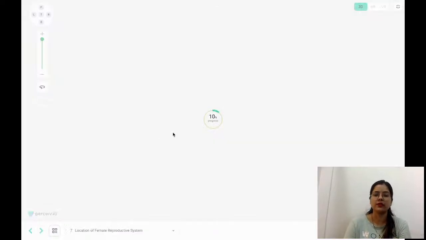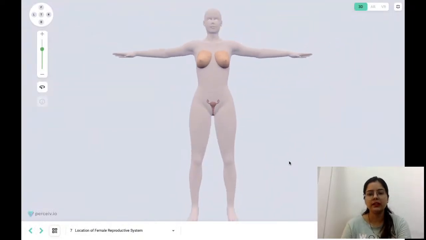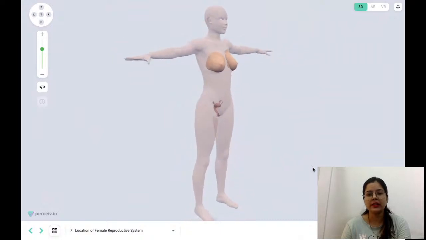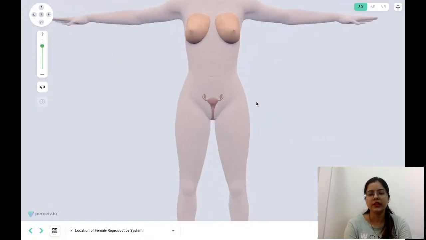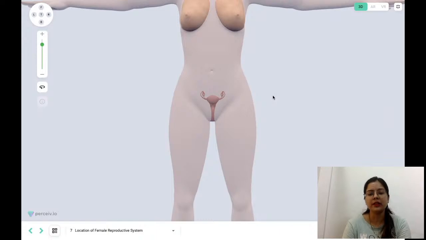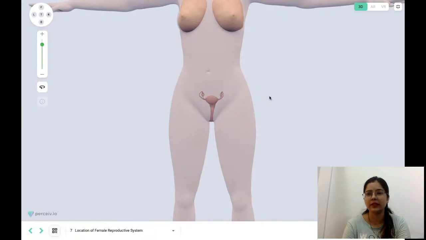So this was just a small introduction. So here comes your model of the female reproductive system. So basically you can see that this represents the human female reproductive system, but it is with the female skin actually. If I maximize this model a little bit, you can get the idea that the female reproductive system is localized inside the abdominal or the pelvic region.